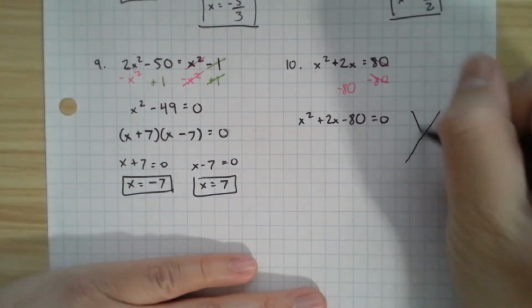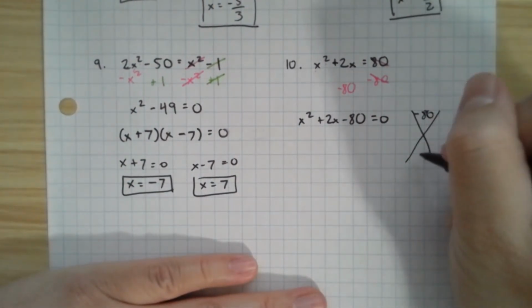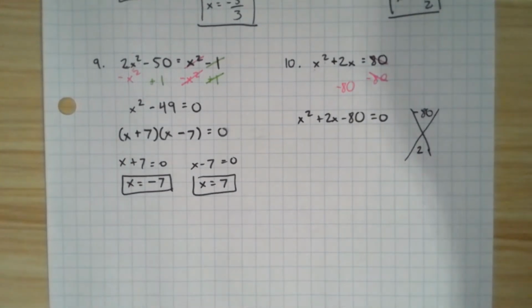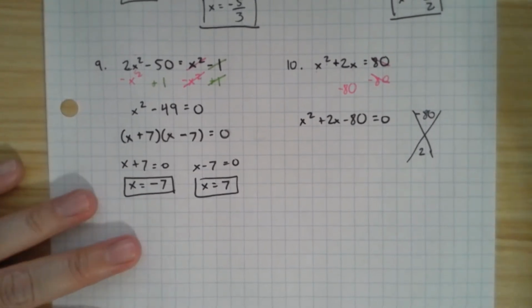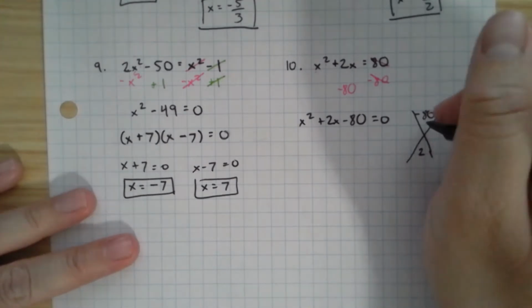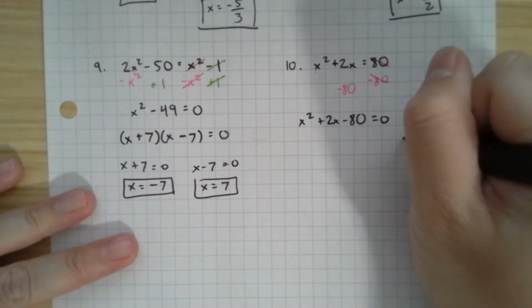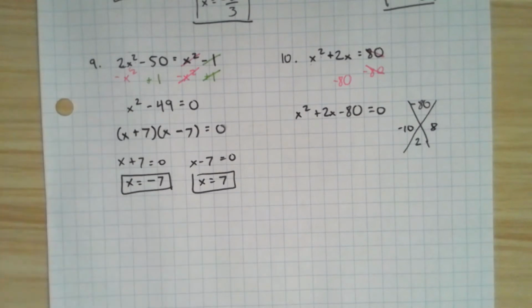So I need factors of negative 80 that add up to positive 2. And again, when the numbers get this big, just Google it. Don't overthink it, just Google it. You might be able to see it easier from there. Sorry guys, I got distracted. But the factors of negative 80 that add up to 2 would be negative 10 and positive 8.